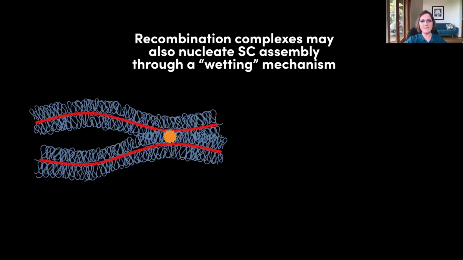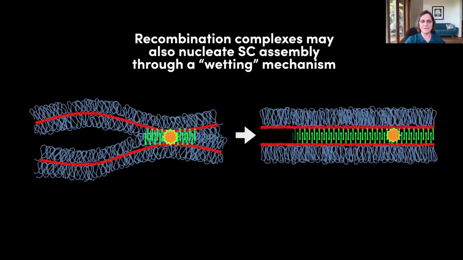And finally, I want to point out one thing that I think is appealing about this model, which is that we know in some organisms that the formation of early recombination intermediates triggers formation of the SC. And this is easy to imagine as a reverse of the de-wetting that I just described, if these recombination nodules also can wet the SC, if they can interact with SC proteins and thereby nucleate their assembly along chromosomes. And then later they will de-wet from the SC to form these patterned recombination intermediates.